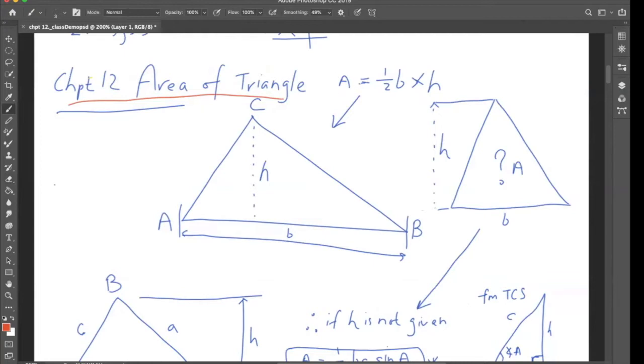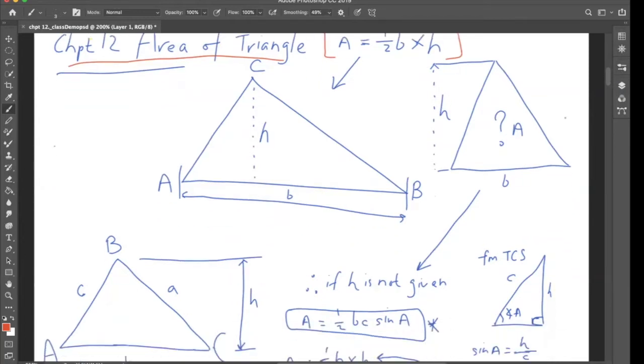So area of triangle, the equation is what? Area is equal to half base times height. So suppose this is a triangle, and then this is the height that's given. And this is the base, like length of A and B, right? So B is the base, so half of B times H, all right? So there are cases where H is not given, right? Where the height is not given, then we have to find the height. So how to find the area when the height is not given?